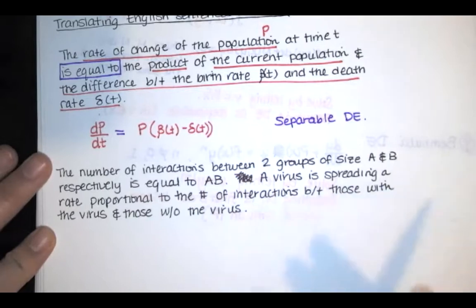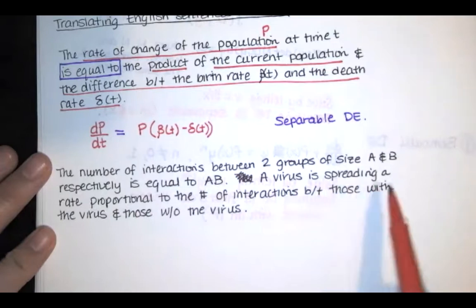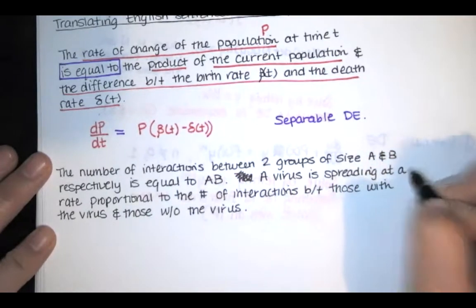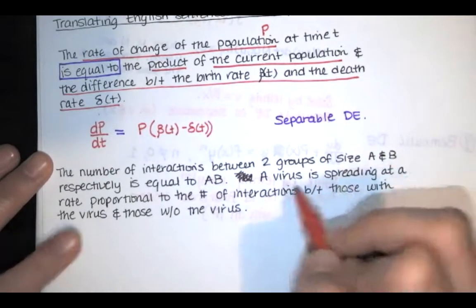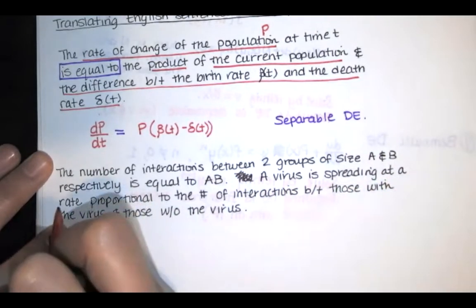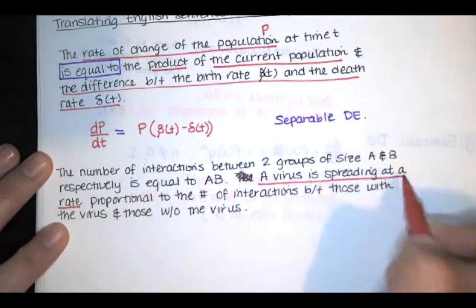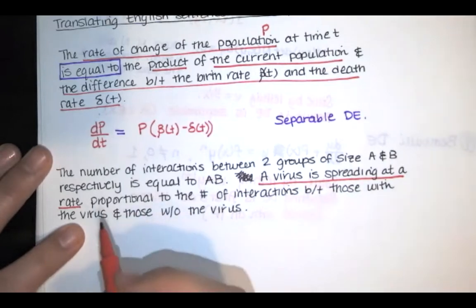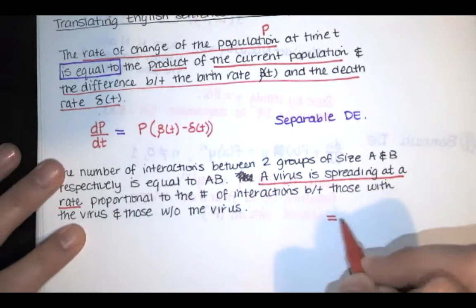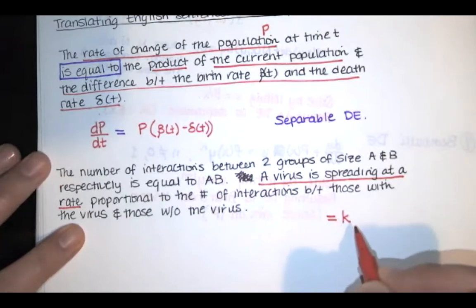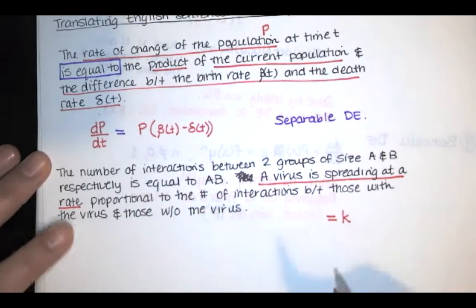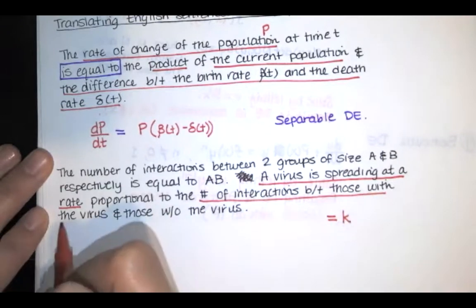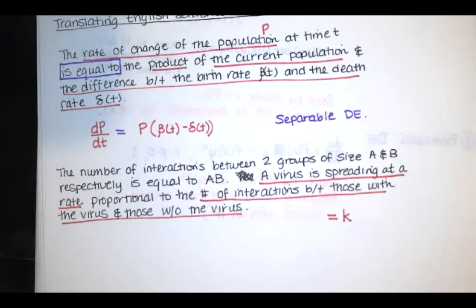So they give us two pieces of information here. This second sentence talks about a rate. The virus is spreading at a rate proportional to something. So we've got the rate a virus is spreading, that's the first part. And that's proportional to, so it's going to be equals a constant times the number of interactions between those with the virus and those without the virus.